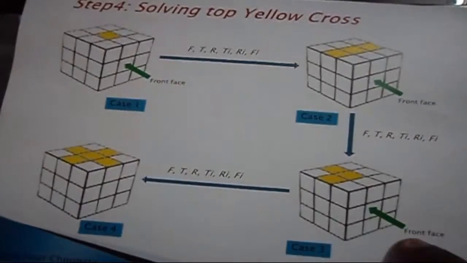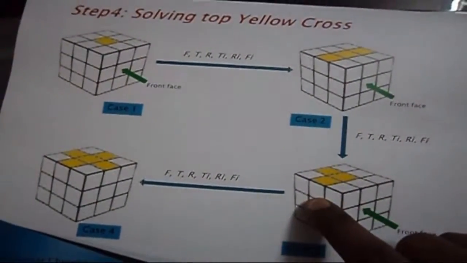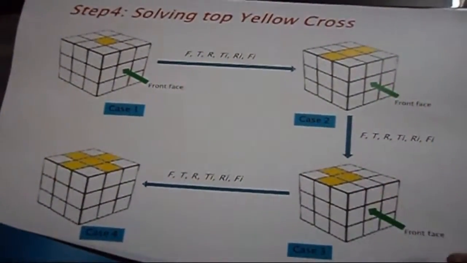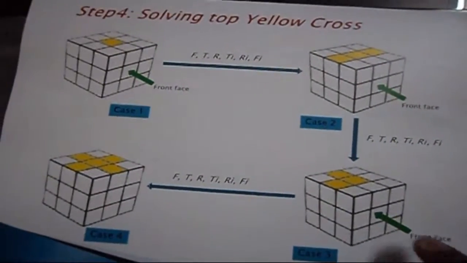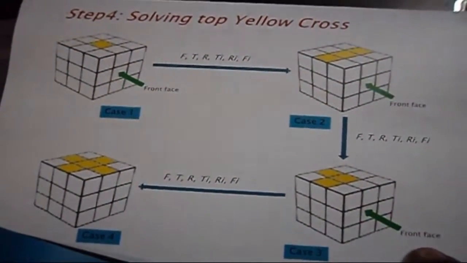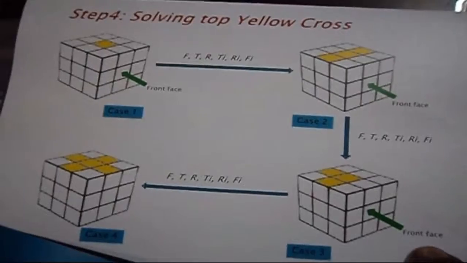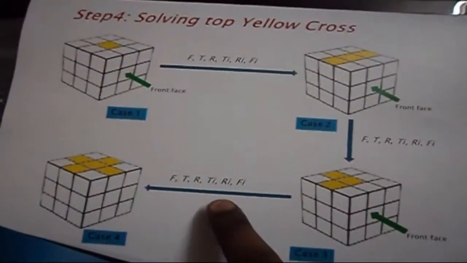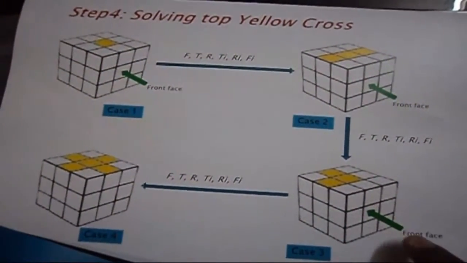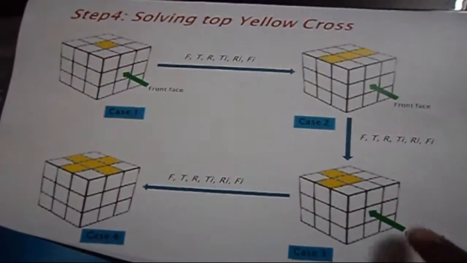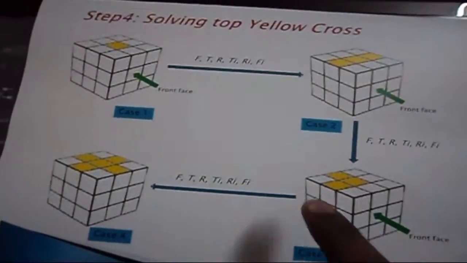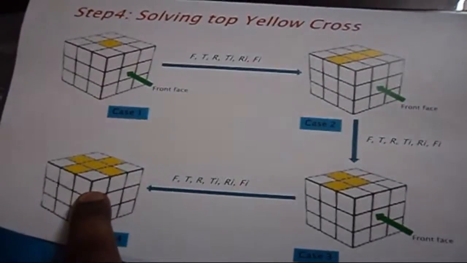In this case 3, you need to have a reverse L shape like this, if you see the cube taking this as the front face. If you perform the same algorithm again on this particular cube, holding it like this with this face as the front face, then this cube will turn into this.